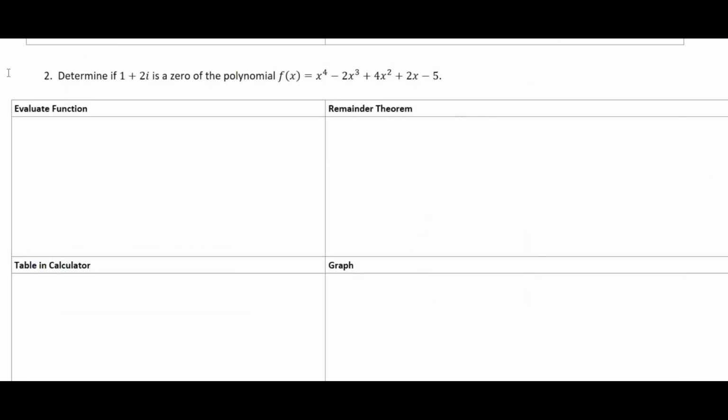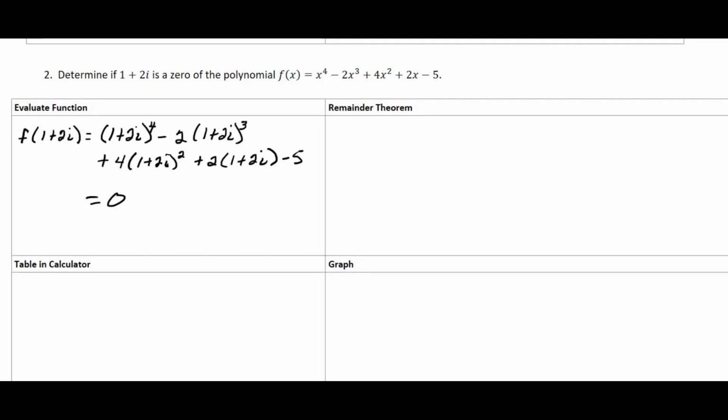Problem 2, I'm asked to determine if 1 plus 2i is a zero of the polynomial. And again, there's a couple of different ways that I can do this problem. One is to evaluate my function at 1 plus 2i. When I evaluate the function, I get 0. So is this number a zero? The answer is yes.